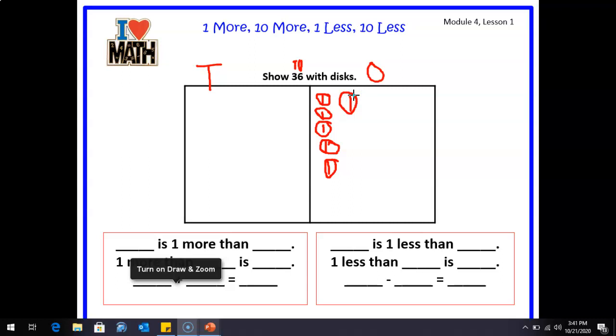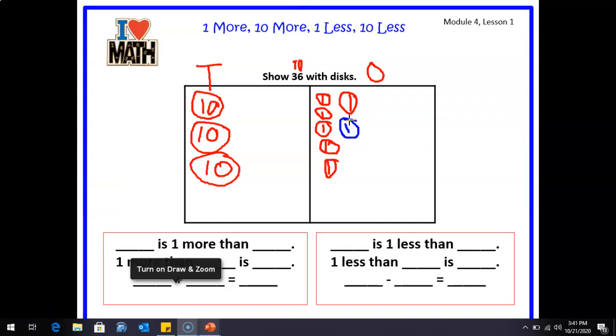Now I'm going to draw my 10s. And I have 3 10s. 1 10, 2 10s, and 3 10s. I'm done modeling how the number 36 looks with the place value disc, boys and girls. Now, I'm going to show one more. So, here I go. I added one more.